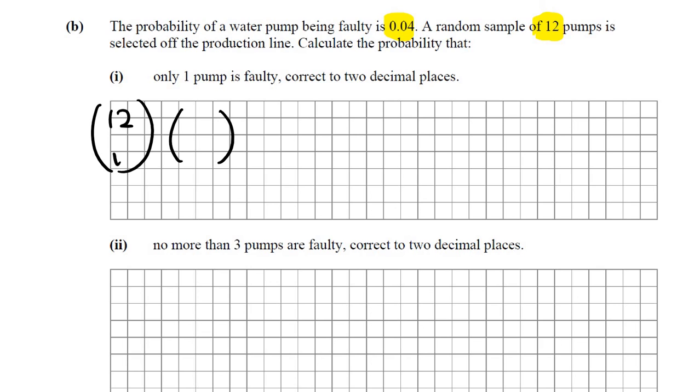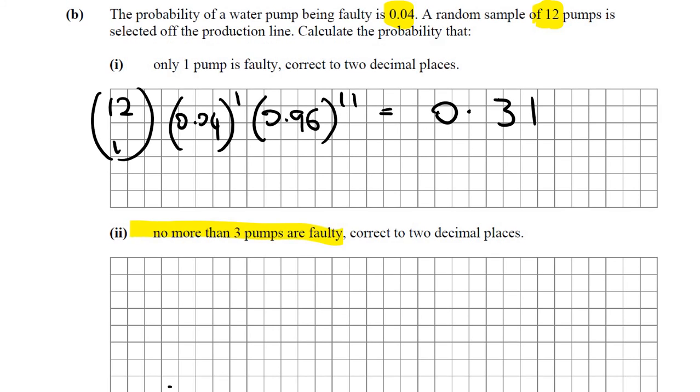The probability of 1 being faulty is going to be 0.04 to the 1, and the probability of them not being faulty is going to be 0.96, because it's 1 minus 0.04, to the 11, and that gives us an answer of 0.306. It's to 2 decimal places, so 0.31 is the answer for that one.